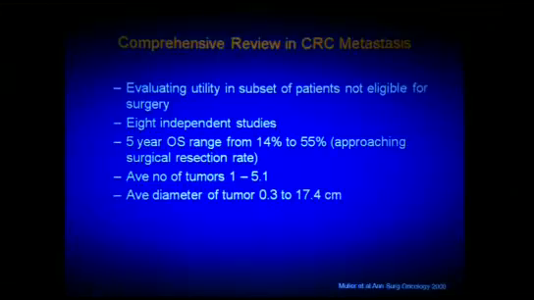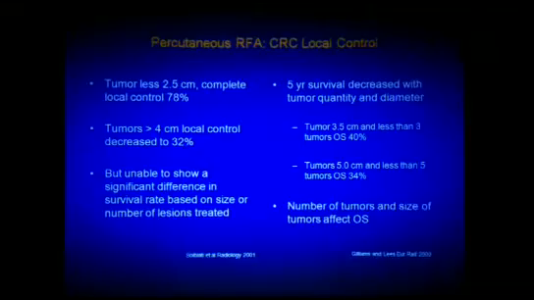When you look at the comprehensive review of the literature, looking at colorectal metastasis, there were 8 independent studies that were used in patients who had colorectal metastasis that were not surgical candidates. The 5-year overall survival ranged from between 14 to 55%, with the average number of tumors between 1 and 5.